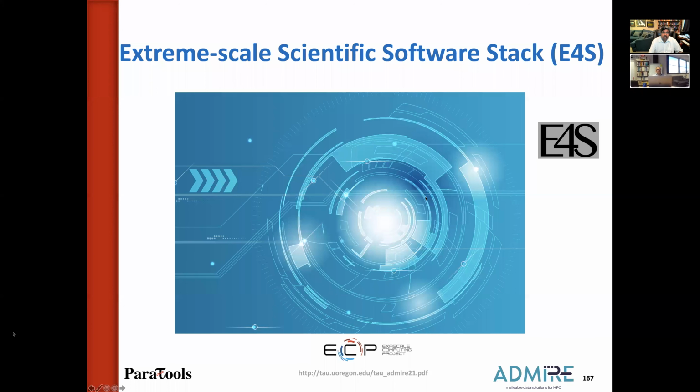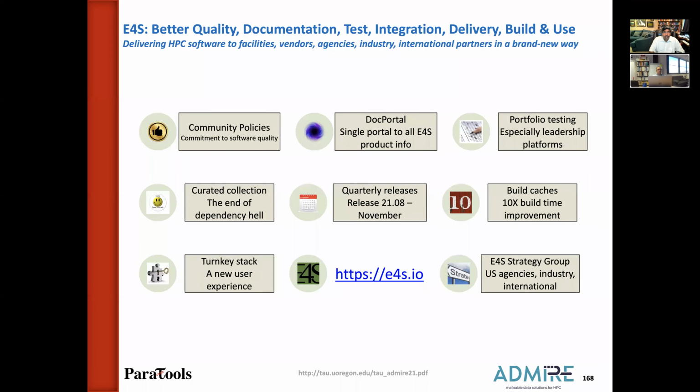The Extreme-scale Scientific Software Stack, E4S, is another project that I work on from the Exascale Computing Project in the US. It aims to provide better quality software, better documentation, testing, integration, delivery, build and use, essentially trying to lower the barrier for the use of HPC software. We have quarterly releases. The most recent release of E4S was 21.08 in August, and our next release is in November.